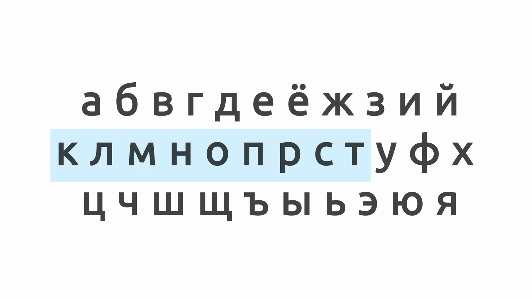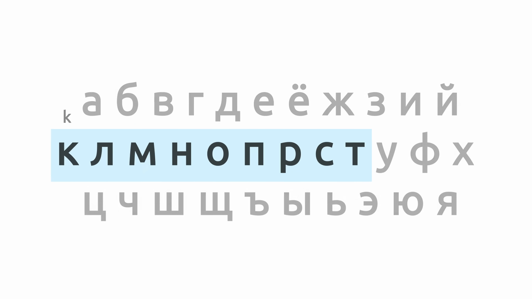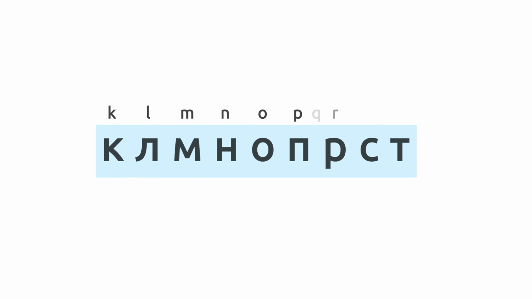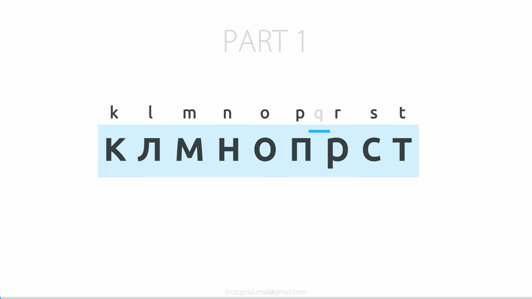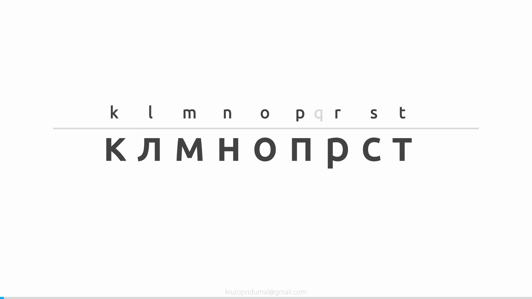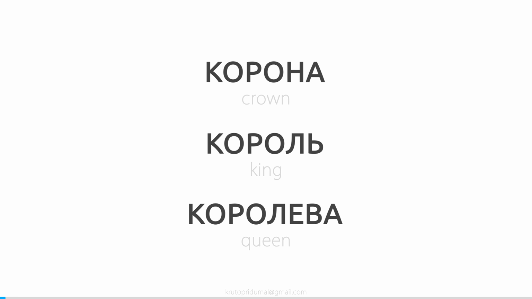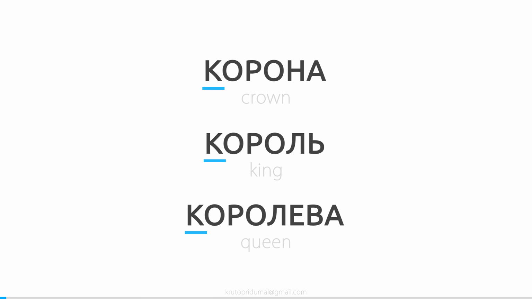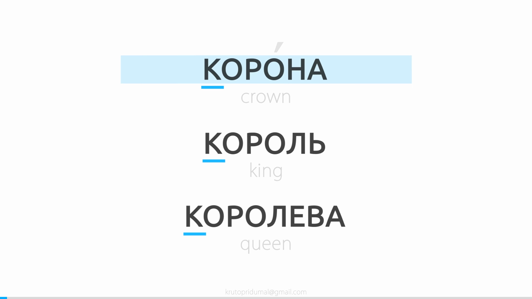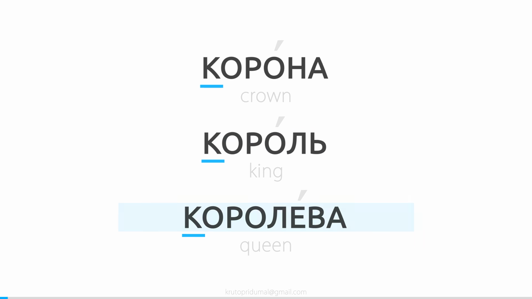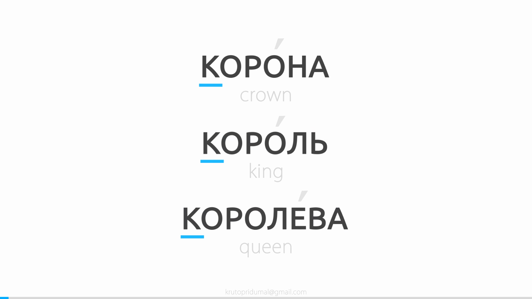I would like to start with this sequence of letters because it's almost identical to the one that we have in the English alphabet. In English we've got K L M N O P Q R S T. In Russian it's К Л М Н О П Р С Т. Now what's different is that we don't have the letter Q. We also don't have the letter C in Russian. So the words like crown, king and queen, they all start with the same letter, and it's K. Корона, король, королева. We're gonna get to reading just a bit later, stick with me.